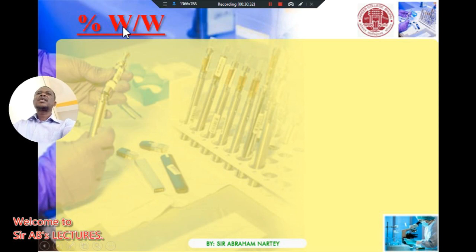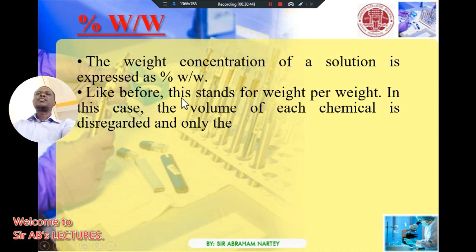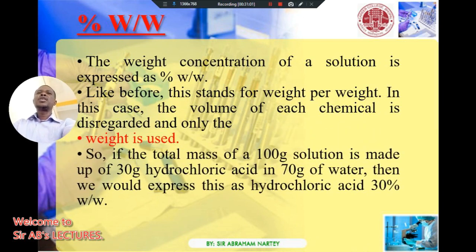Next one, you must understand weight per weight. When we say weight per weight, this is the weight concentration of a solution expressed as percentage weight per weight. In this case, the volume of each chemical is not regarded, and only the weight is used. So you don't look at the volume. We put it on a sensitive balance, then we measure the weight of one solution. Then we put another beaker on a sensitive balance, we measure the weight of that solution, then we mix them. So in this case, we are expressing weight per weight.